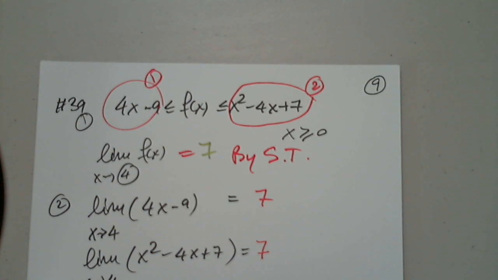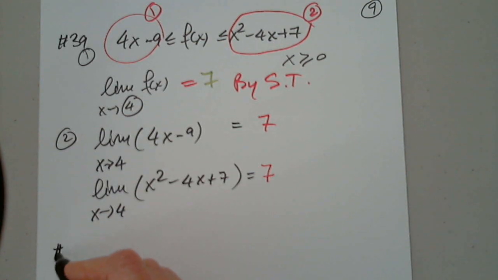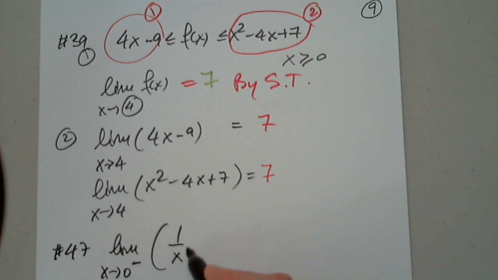About 47. 47 is a good one. So let's look at 47. We have the limit as x approaches 0 from the left of 1 over x minus 1 over the absolute value of x. Perfect.